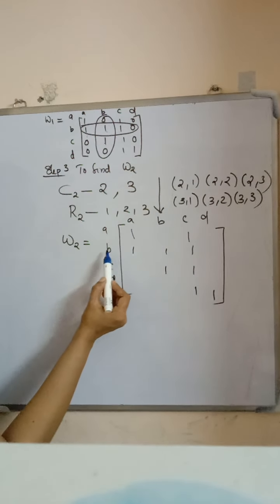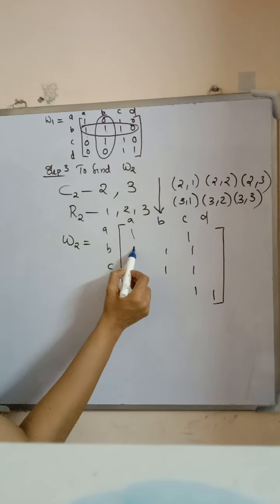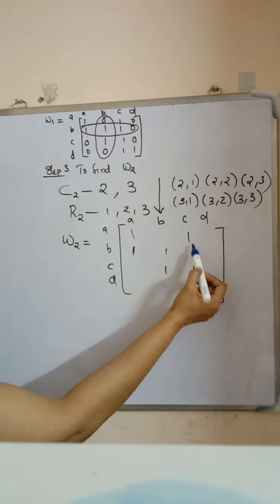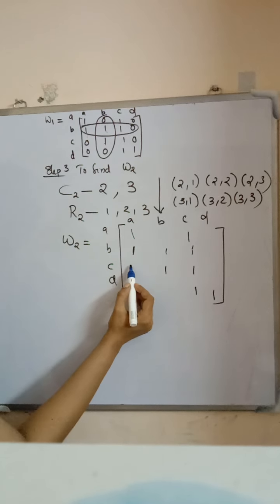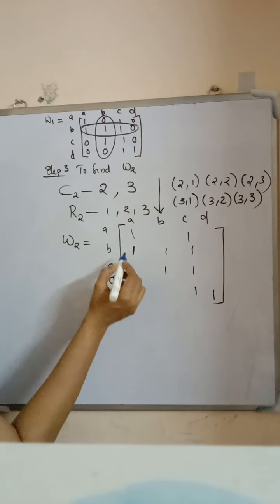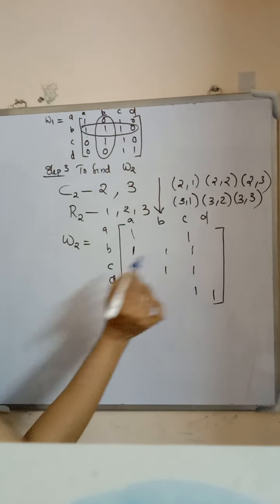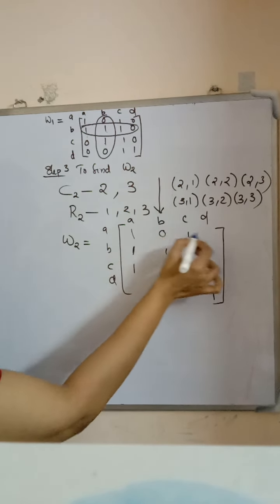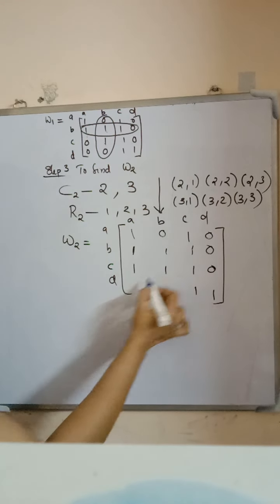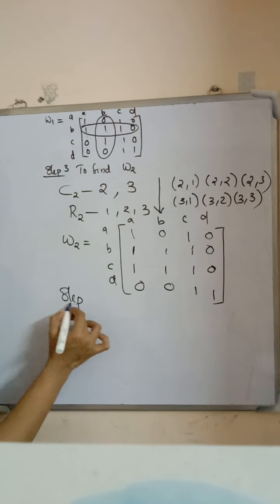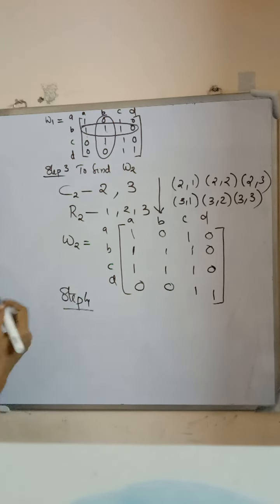Then check the new positions. 2,1, 2,1 is also 1. 2,2. 2,3. Then 3,1. In W1, the position 3,1 is 0. Now we add 1 here. 3,2, 3,3. All the remaining positions are kept 0. That is W2.